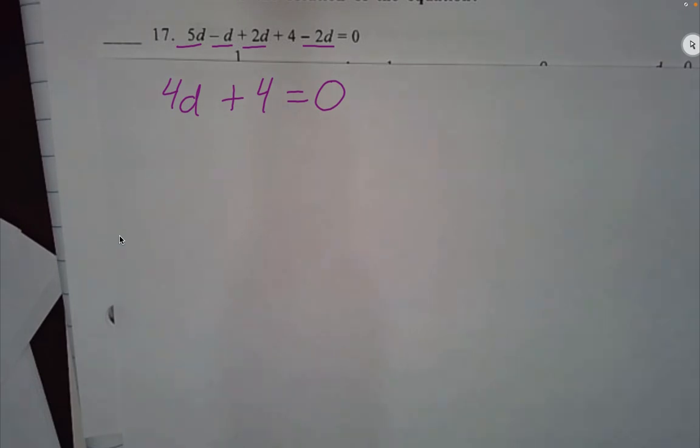I got to move both 4s. Which one do I move first? The one that's not with D. So that would be what? Subtract 4. Subtract 4. You can subtract 4 from 0.